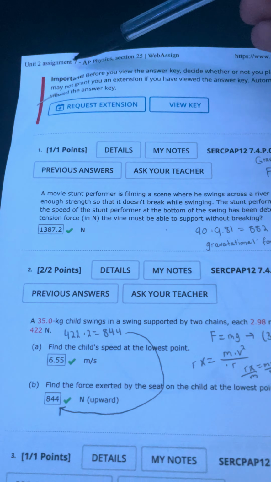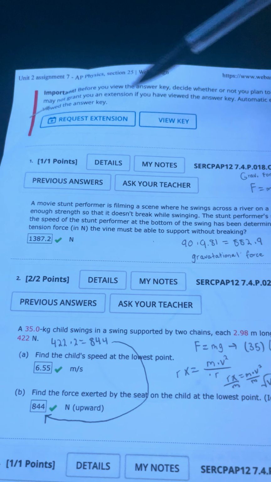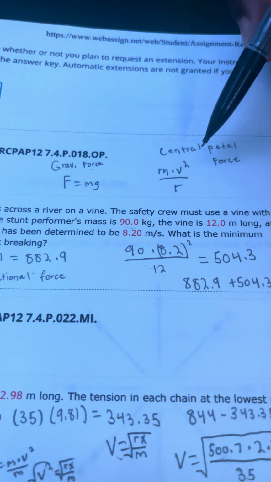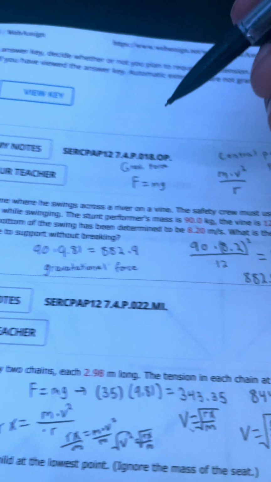All right, Mr. Nelson, now we're doing Unit 2, Assignment 7. The first problem is basically asking us to find the minimum tension force, which we know is just the gravitational force plus the centripetal force.